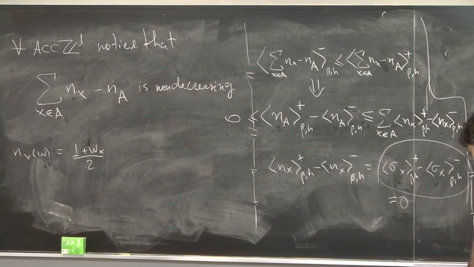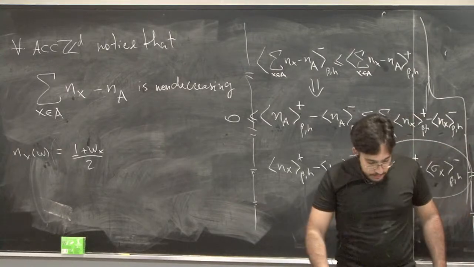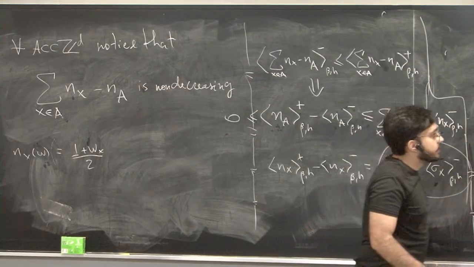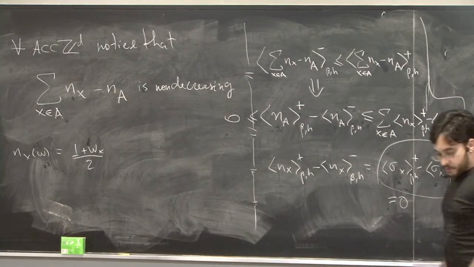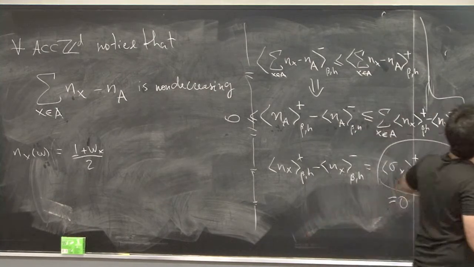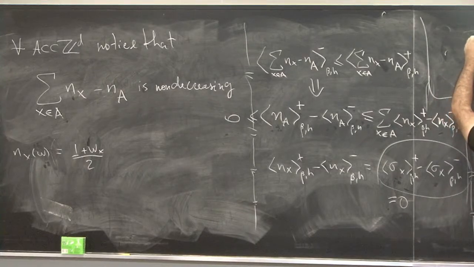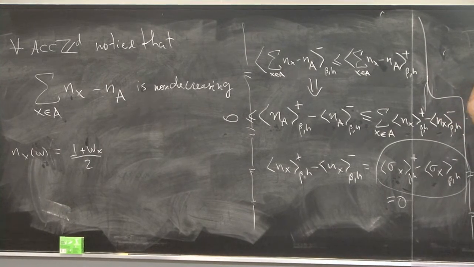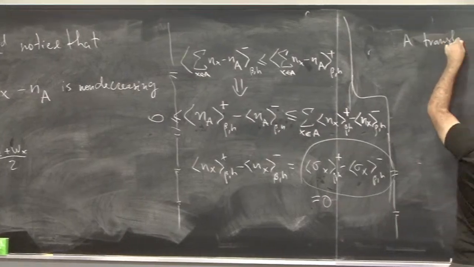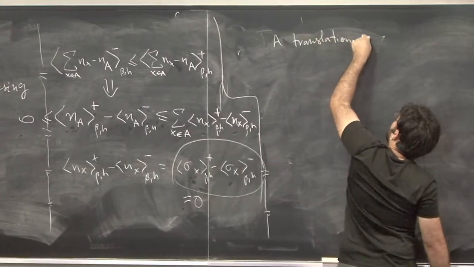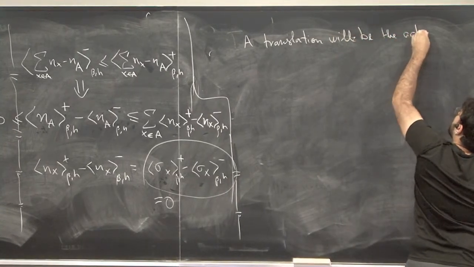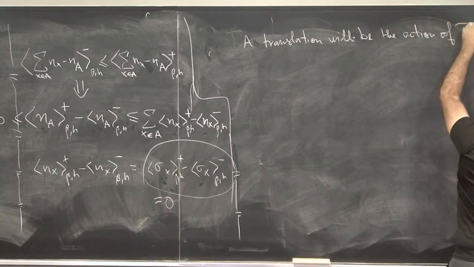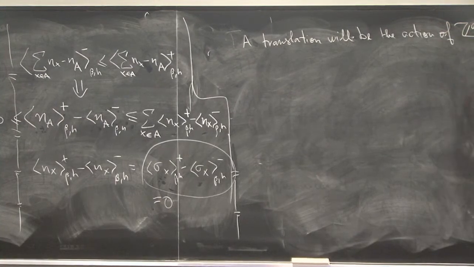So I defined translation only through translation invariance. I defined it at the level of the coupling constants of the Ising model. But now we define it more generally as an action. So a translation will be the action of Z^d on the configuration space by the following map.